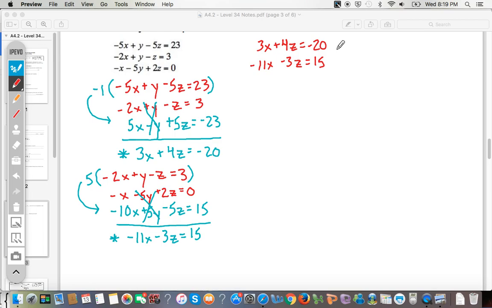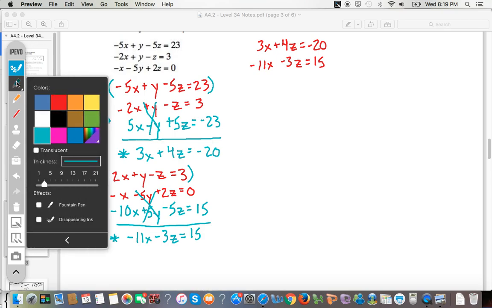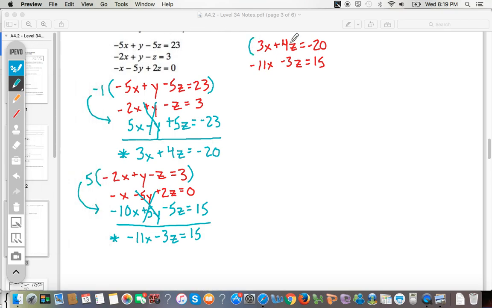Again, it doesn't matter which variable we try to eliminate, just as long as we eliminate a variable. So, looking at this, I'm going to choose z. And there's not one equation I can scale. I have to scale both equations. Okay, so what I'll do, 4 and 3 are both factors of 12, so I'll multiply this top equation by 3 and this bottom equation by 4. I'll put them right over here.